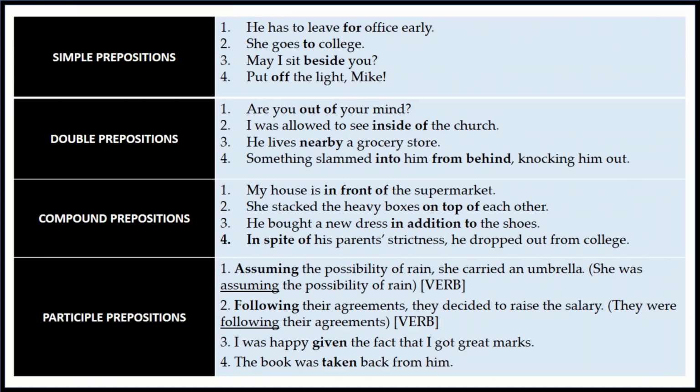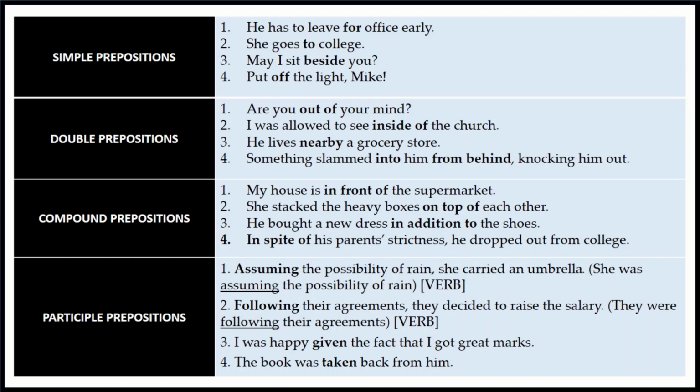Some examples of simple prepositions like, he has to leave for office early. For, it comes with a noun, office, so therefore it's a preposition. She goes to college. To, it's a preposition. To, with a noun, college.